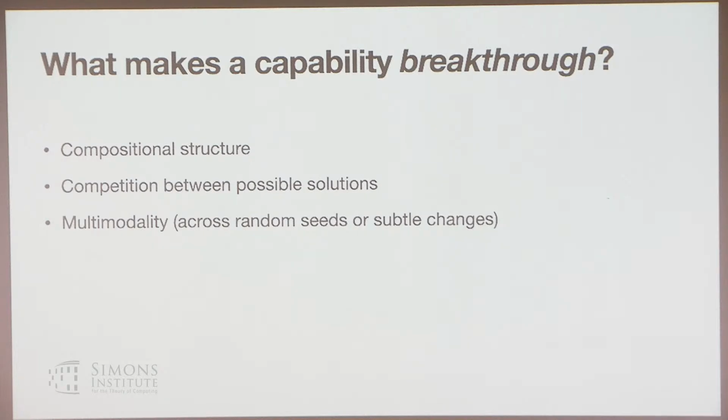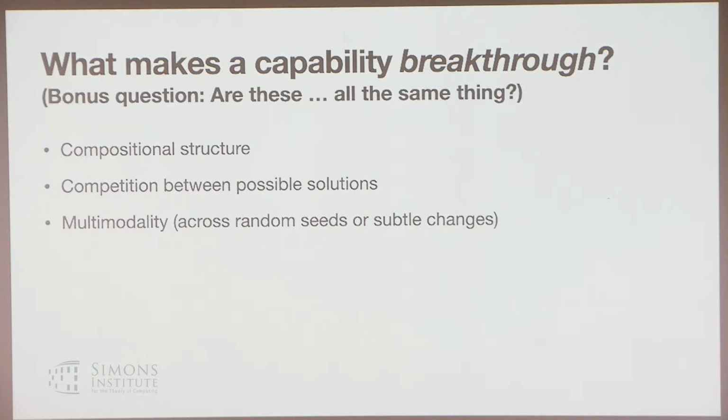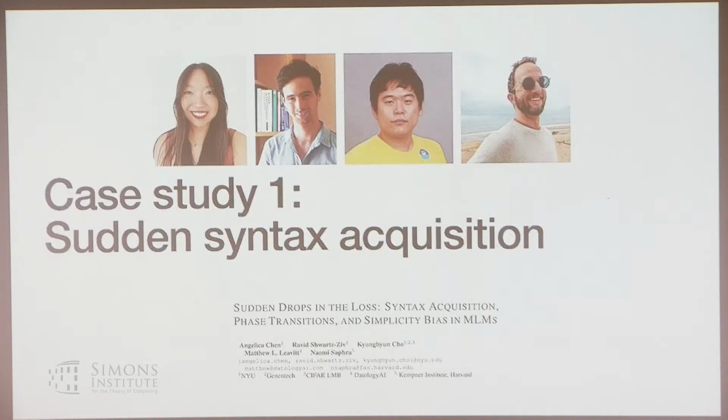So here multimodality means something along the lines of you know it or you don't, in the sense that you either have a very poor performing model or a very high performing model, depending on random seed. So I actually think that these are all sort of different ways of talking about the same property that causes this kind of breakthrough effect.